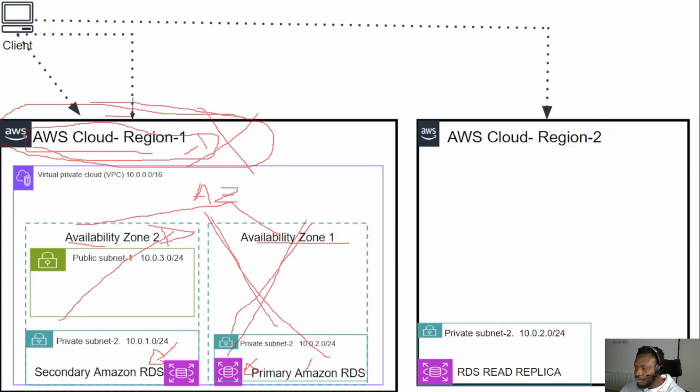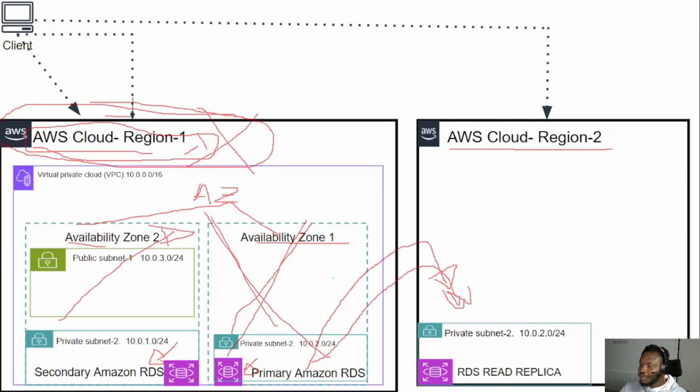So the reason why we bring in a cross-region read replica is that we create a cross-region read replica in a different region, maybe AWS Cloud Region 2. You create a read replica for your RDS instance, and it is replicating your RDS instance data as a read replica.